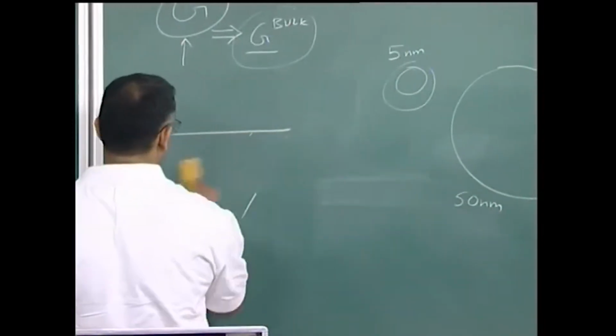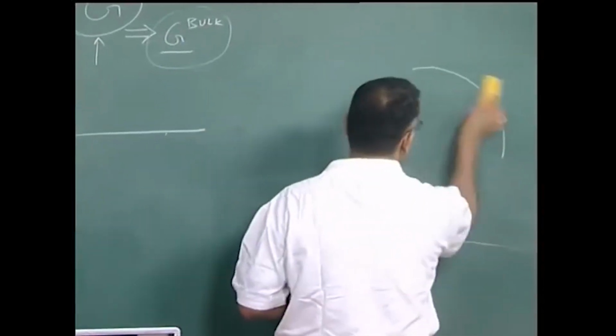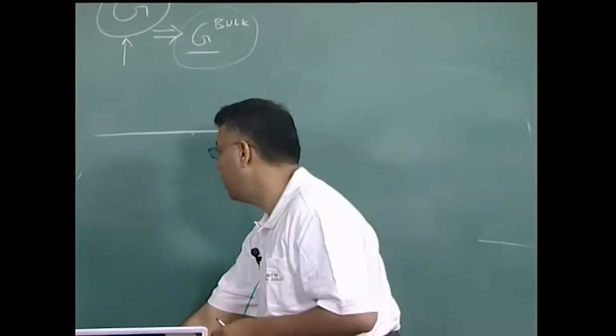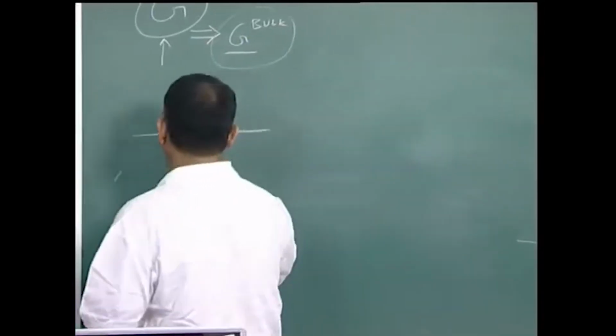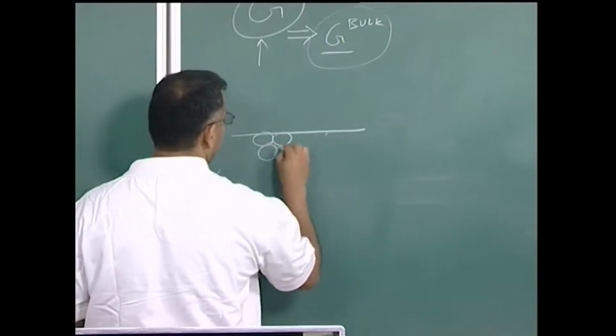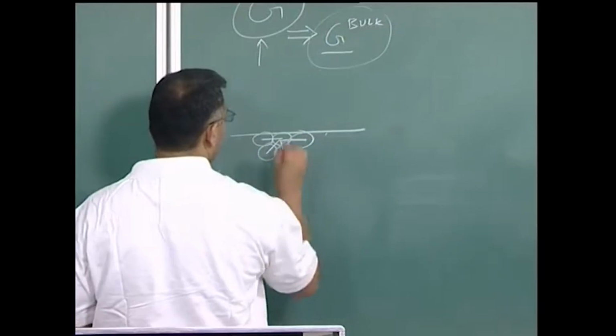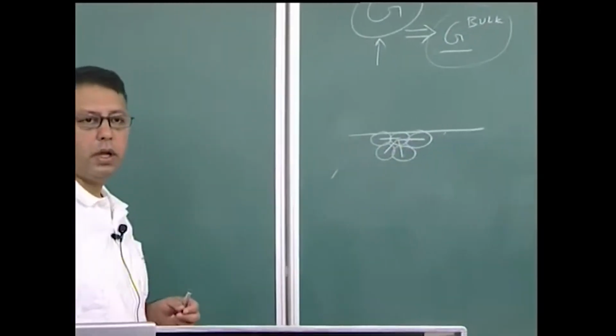So, let us take a flat surface like this vis-a-vis a highly curved surface, like for instance, the particle drawn here. In a flat surface, for instance, the atom sitting on the surface might have neighbors like this. Each one of them is going to be bonded, say 1, 2, 3, 4. So, there are 4 bonded atoms around this.